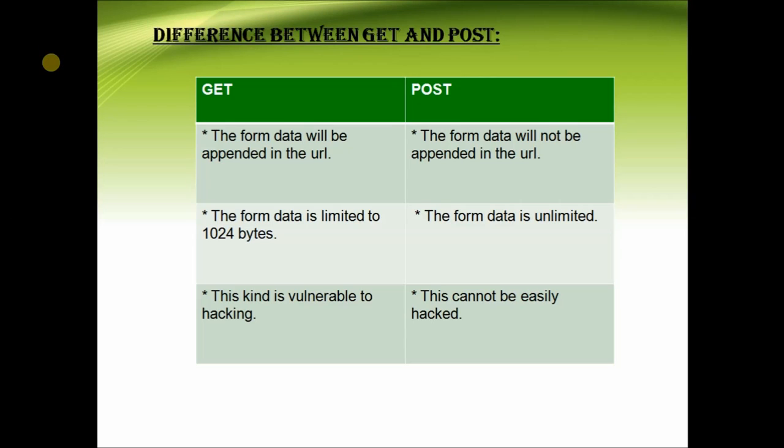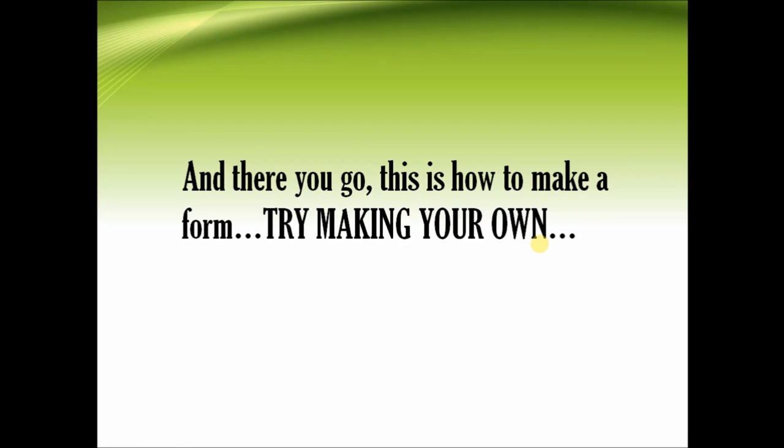So in get, the form data will be appended in the URL, whereas in post, the form data will not be appended in the URL. So this makes the data which is entered vulnerable to hacking in get, whereas in post, it is not the case. Now in get, the form data is limited to 1024 bytes, whereas in post, the form data is unlimited. So there you go. Try making your own form.